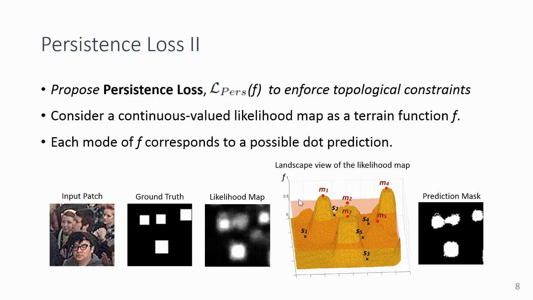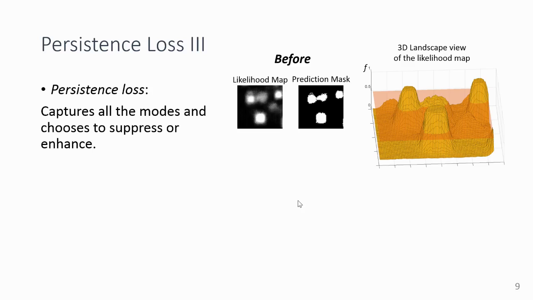In this example, the two modes M1, M2, and the saddle point between them are all above the threshold plane, and so the predictions corresponding to the two modes collapse in the prediction mask to appear as 1. The fifth mode, M5, is below the threshold, and so it disappears from the prediction mask. What we want here is to have 4 modes corresponding to the 4 dots in the ground truth. And this is exactly what the persistence loss will do.